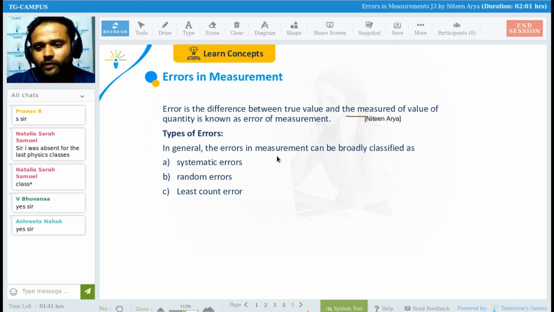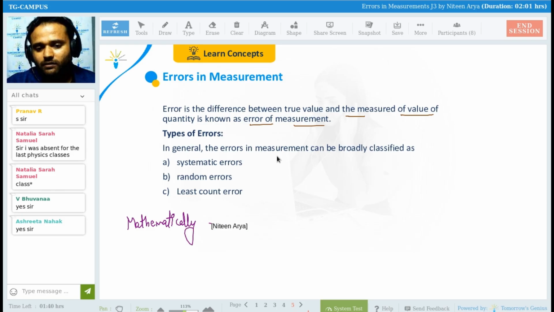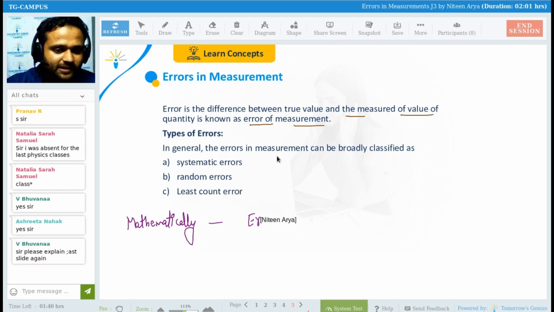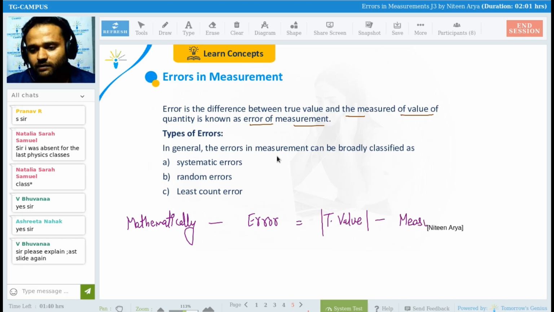Error is the difference between the true value and measured value of a quantity, known as the error of a measurement. Very basic formula. Mathematically, how can we represent it? Error equals true value minus measured value.